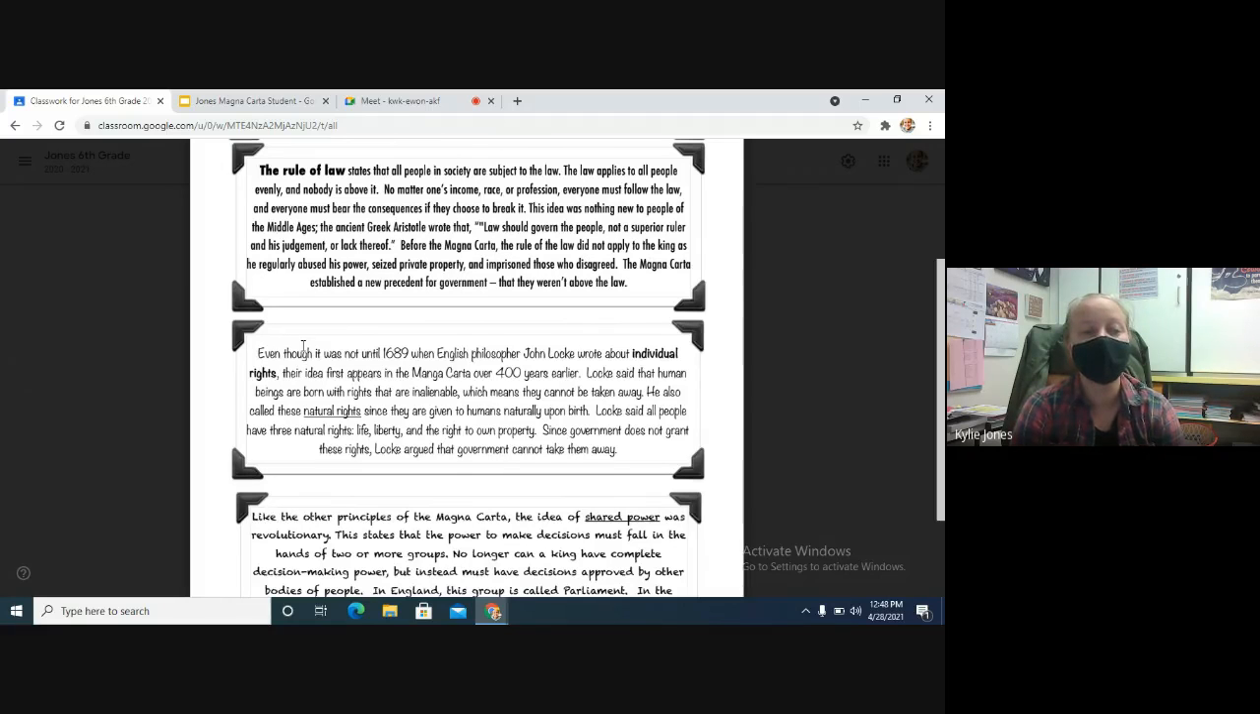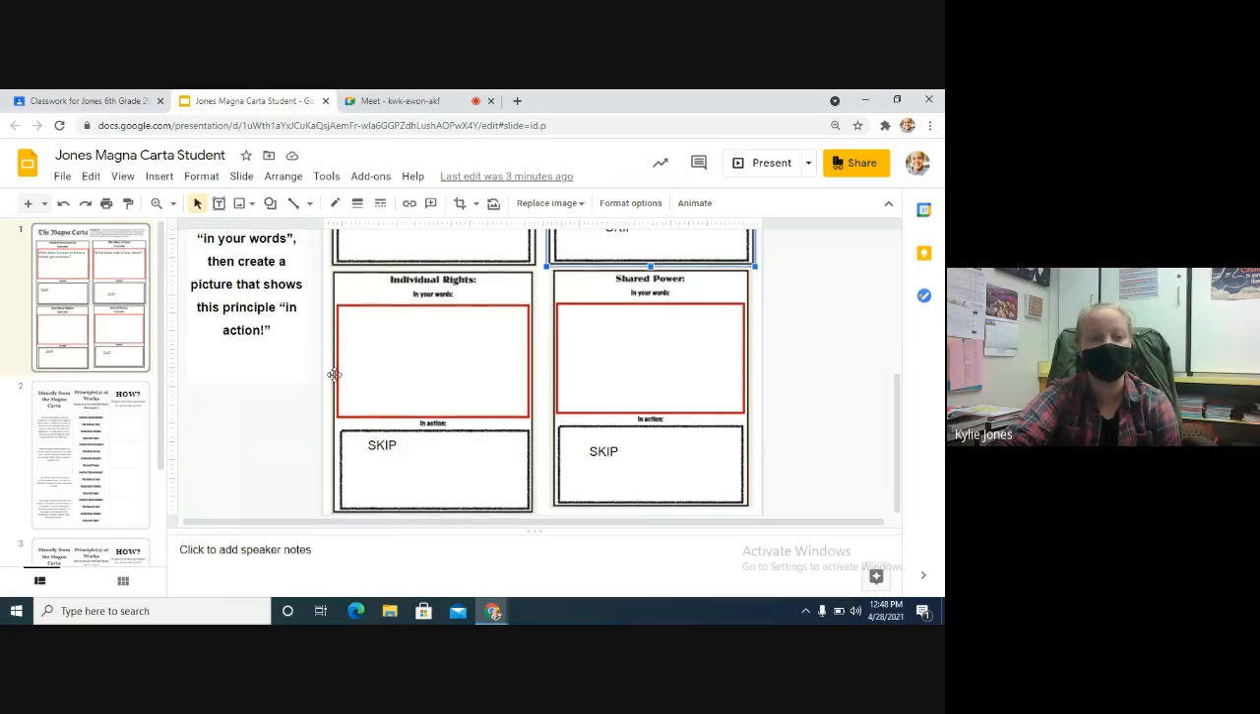So, individual rights is basically like you as a person have rights. You have the right to your life, you have the right to your freedom, and you have the right to own your own property, right? So having individual rights means that you are a human. You have rights. You are human. Yeah. So go ahead and please fill out that next box. What does it mean to have individual rights?